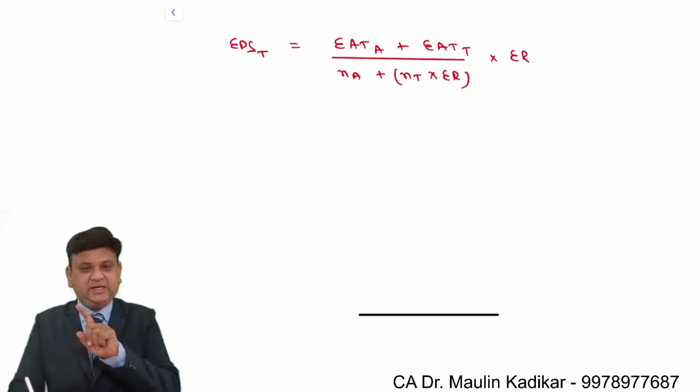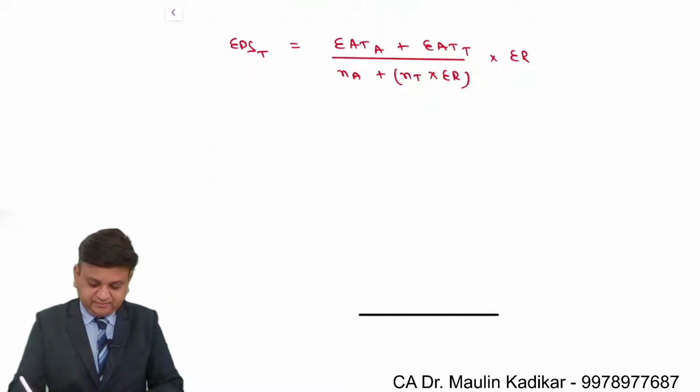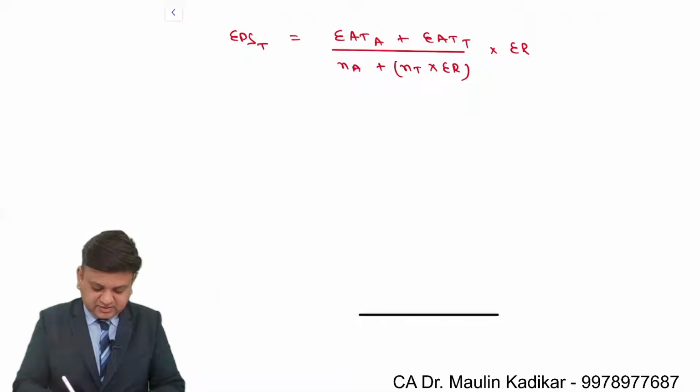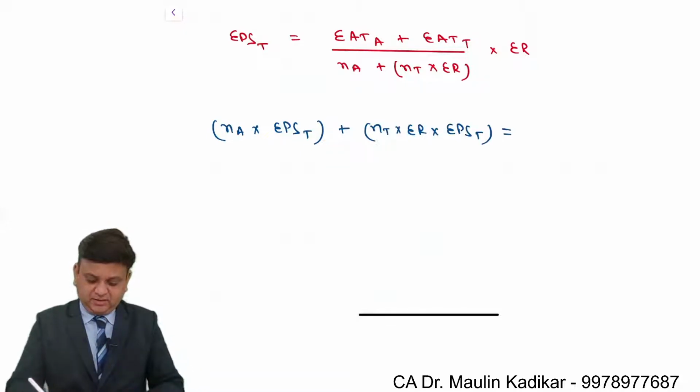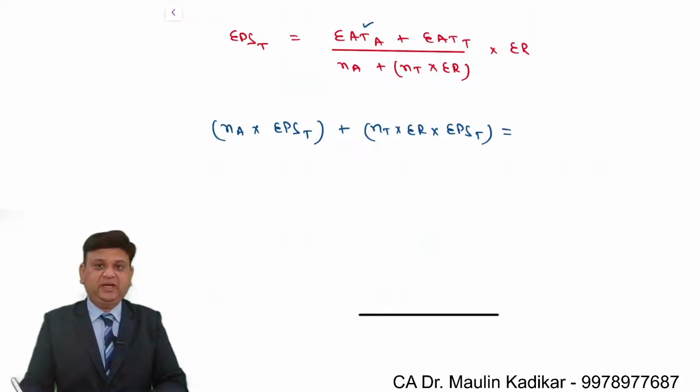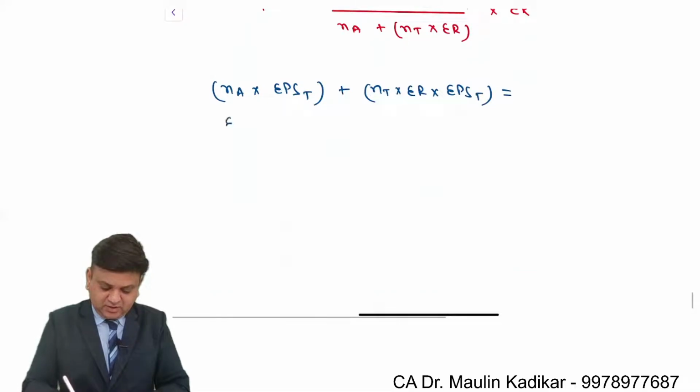Now NA and NT into ER is transferred on the left hand side. So we understand like this. It is NA into EPS of T plus NT into ER into earning per share of the target company is equal to, on the opposite side, the earning after taxes of A, I am rewriting it as earning per share of A into number of shares of A into exchange ratio.